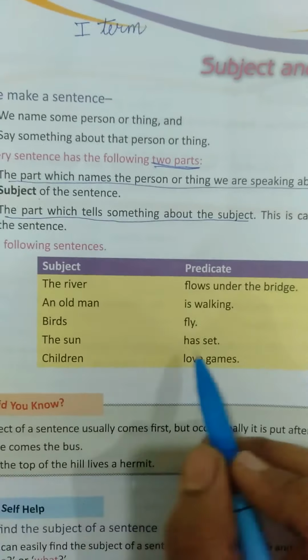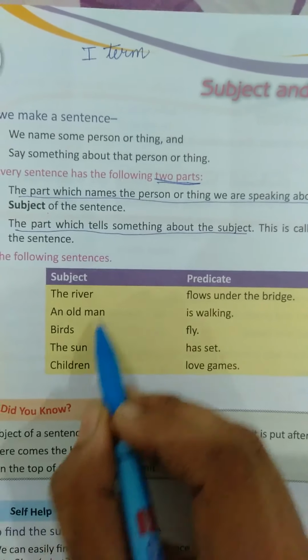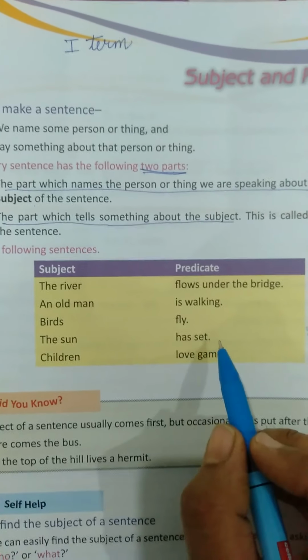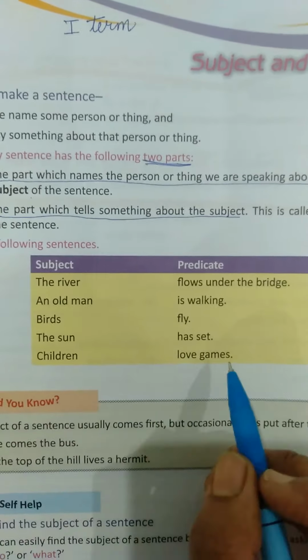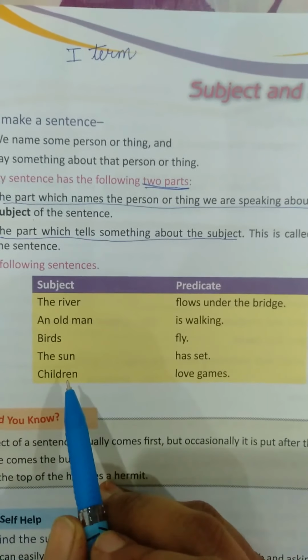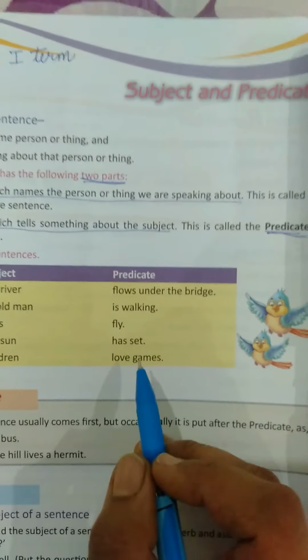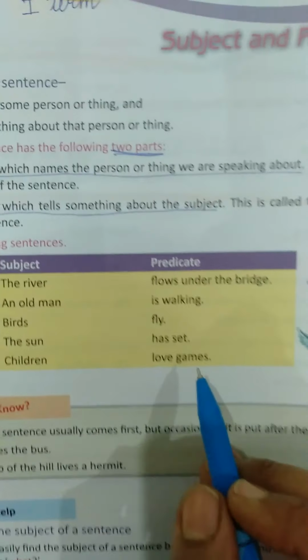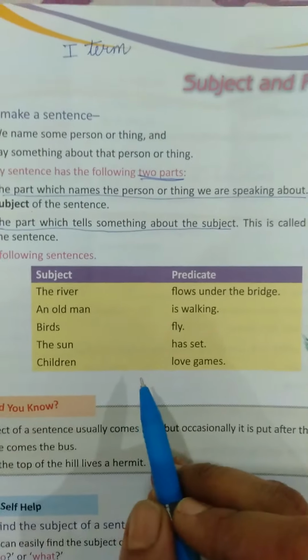The sun has set, so this is the name of the thing, and this part is telling about this thing, so this is the subject and the rest is the predicate, has set. Children love games, so we are talking about children here, this becomes the subject, beta, and what we say about children becomes the predicate. Love games.